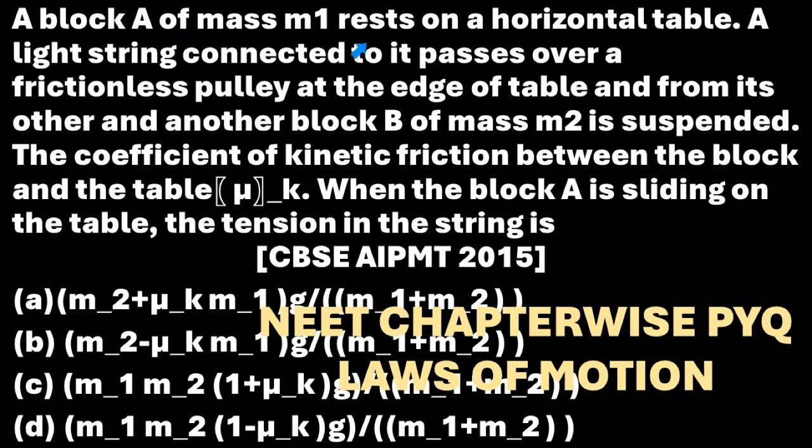Block A of mass m1 rests on a horizontal table. A light string connected to it passes over a frictionless pulley at the edge of the table, and from its other end, another block of mass m2 is suspended. The coefficient of kinetic friction between the block and the table is mu k. When block A is sliding on the table, the tension in the string is.